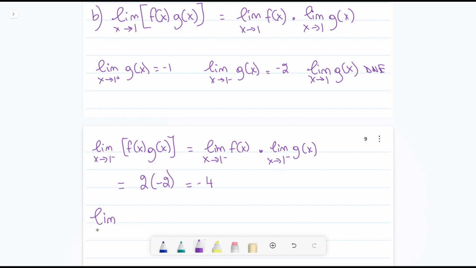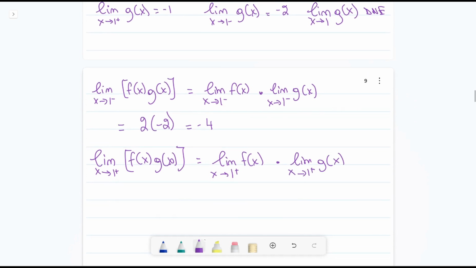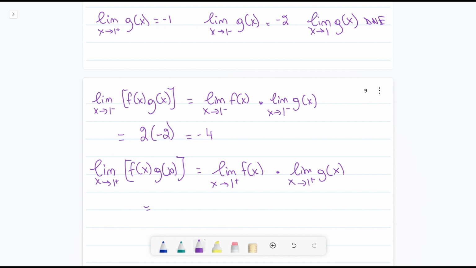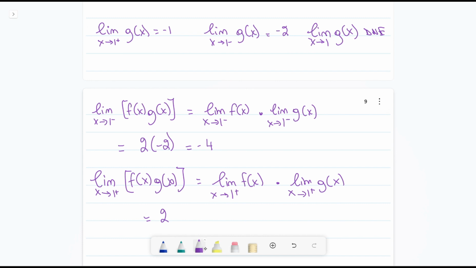Now let's compute the right-hand limit. So the limit of f of x times g of x as x approaches 1 from the right is the limit of f of x as x approaches 1 from the right times the limit of g of x as x approaches 1 from the right. And again, for f of x, we already concluded that the limit gives 2. And for g of x, as x approaches 1 from the right, the limit gives -1. So our answer is -2.